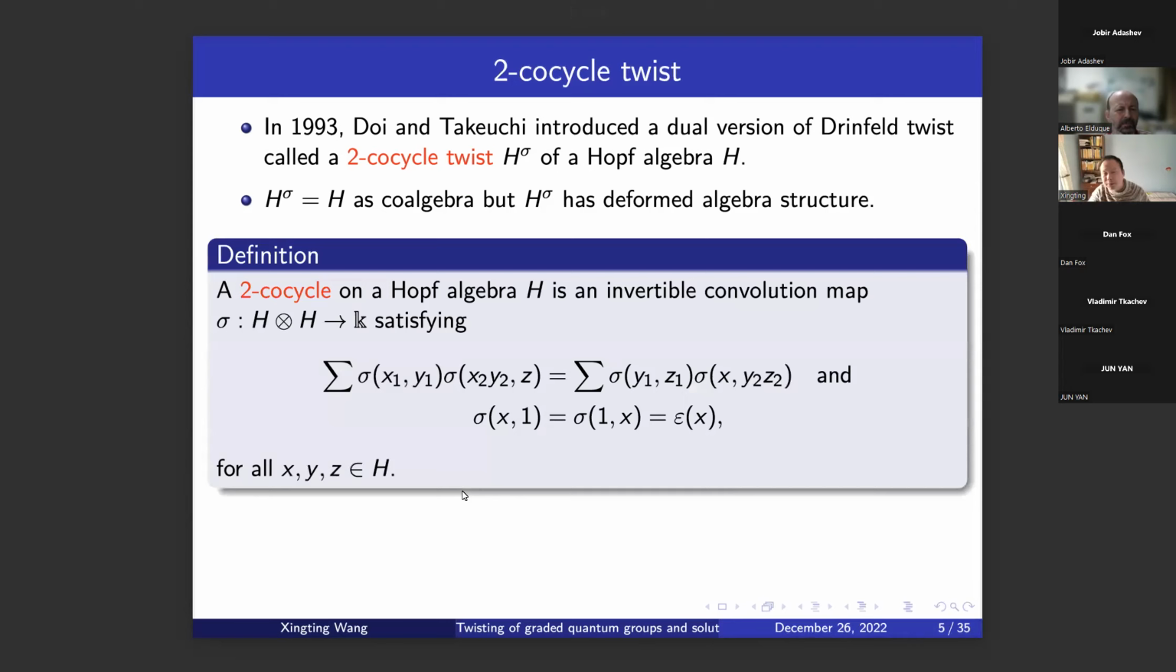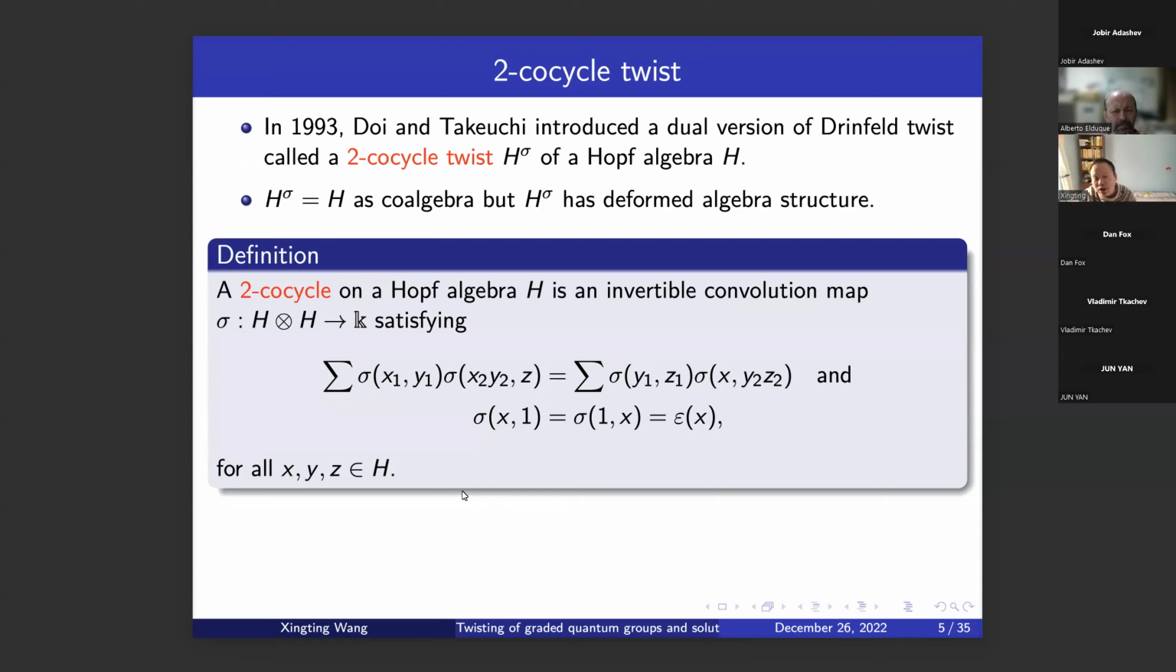Let me be a little bit technical. I'm going to introduce what a two-cocycle is. Remember, the Drinfeld twist is an element inside H tensor H. In the dual version, the two-cocycle should be a map from H tensor H to k. More precisely, you want it to be convolution invertible and satisfy the properties over there. And it's very easy if H is just a group algebra. We know quantum groups can be considered as non-commutative groups, right?